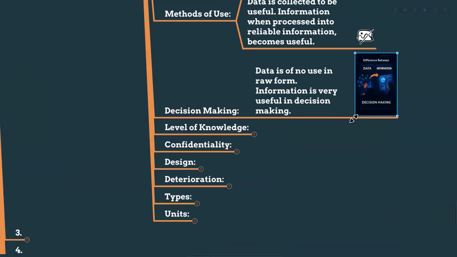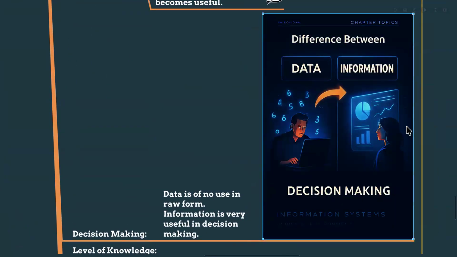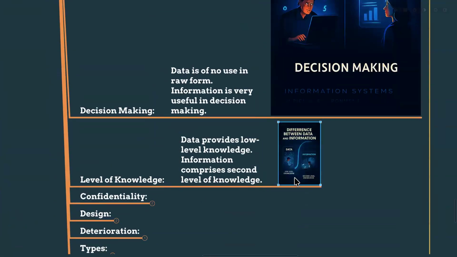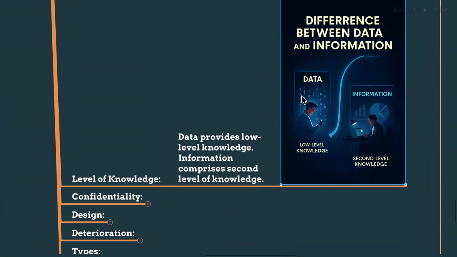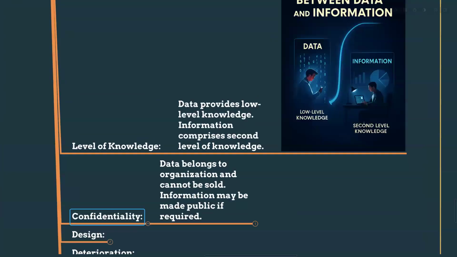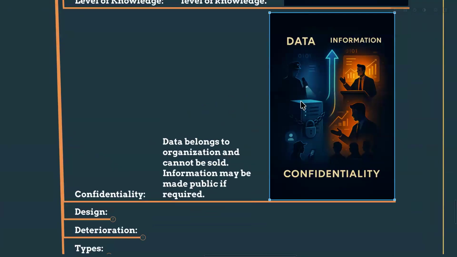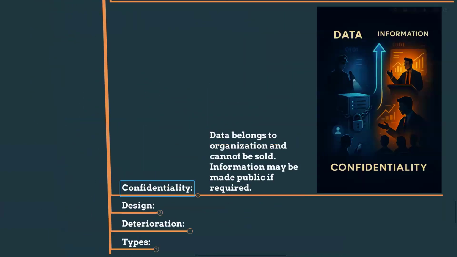And decision making also: we know data is of no use in taking decisions, but information is very useful in decision making. In terms of level of knowledge, data provides a very low level of knowledge, but information is like the second level of knowledge. And confidentiality also, as I said: data belongs to the organization because it has some private information, but information you can share publicly because it's all about statistics. You are not going to share very private information, right?